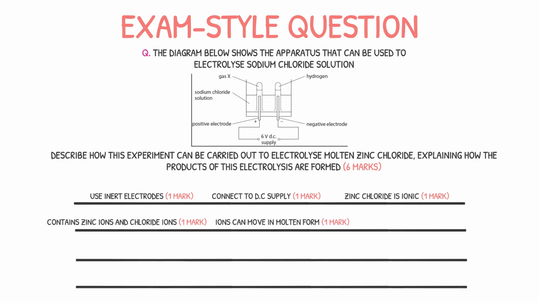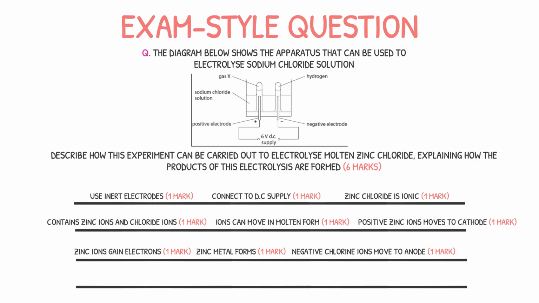Now we can move on to answering the second part of this question, which is to explain how the products are formed. During this process, the positive zinc ions will be attracted to the cathode, where they are reduced, gaining 2 electrons and discharging as solid zinc metal. The negative chlorine ions are then attracted to the anode, where they are oxidized, losing one electron and discharging as chlorine gas.